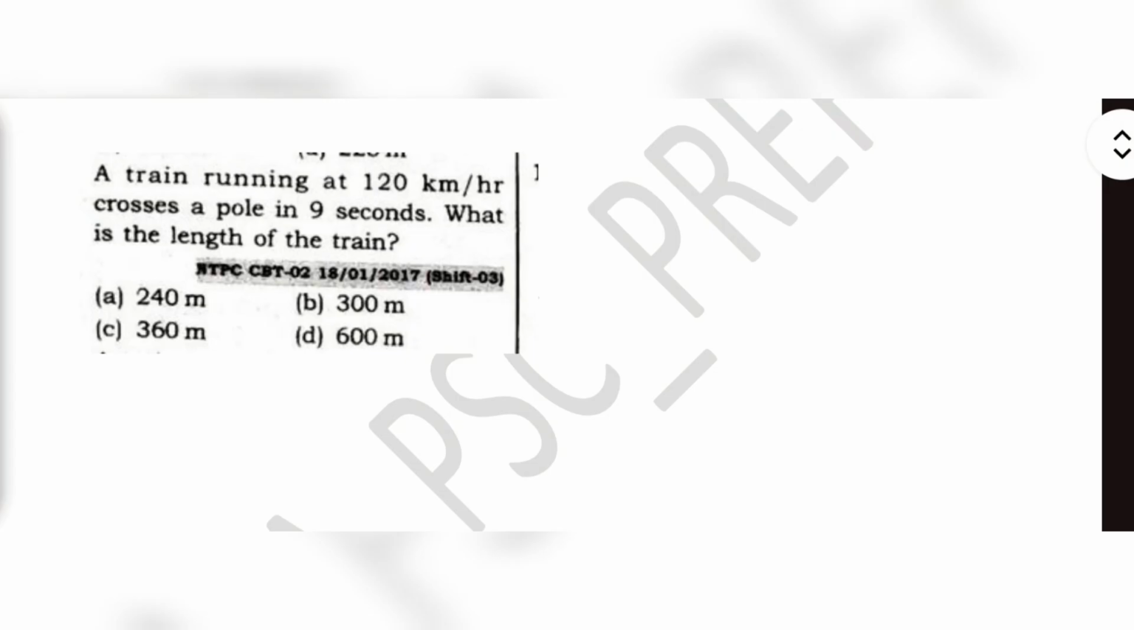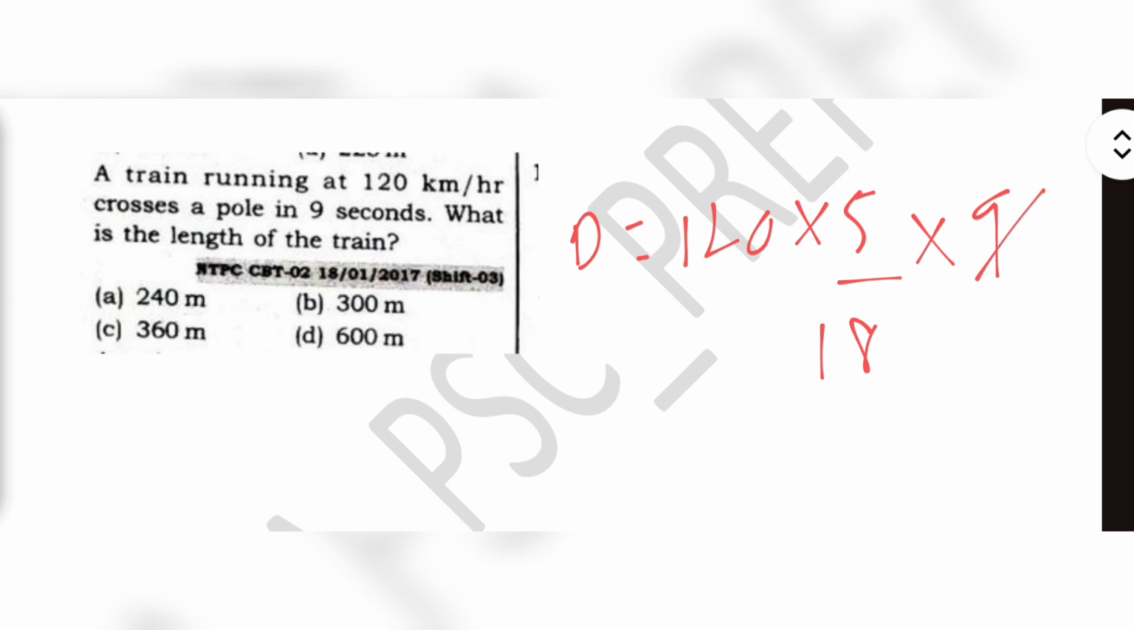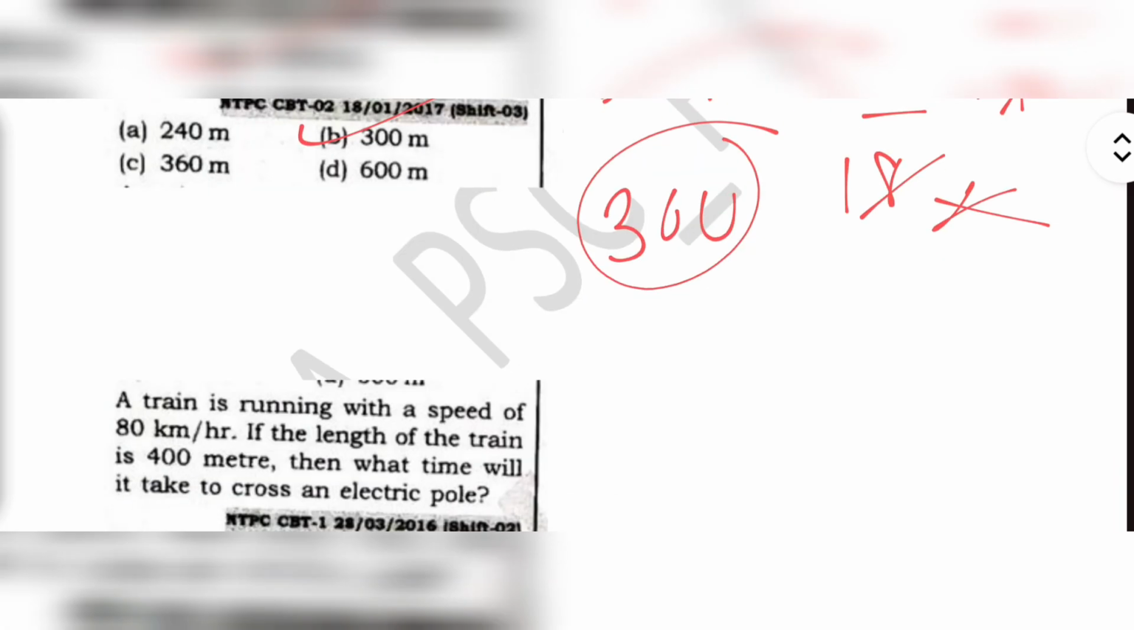Again, we are asked for the length. Length is nothing but your distance only, that is, 120 kilometers per hour. We convert it into meters per second: 5/18 into 9 seconds. 9 ones are 9, 9 twos are 18, so it is nothing but your 300 meters. Option B.